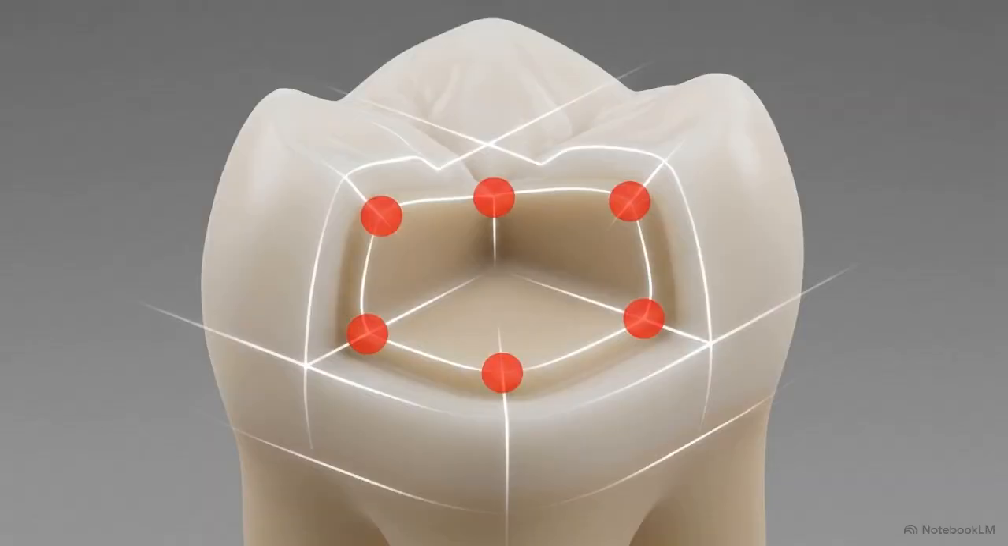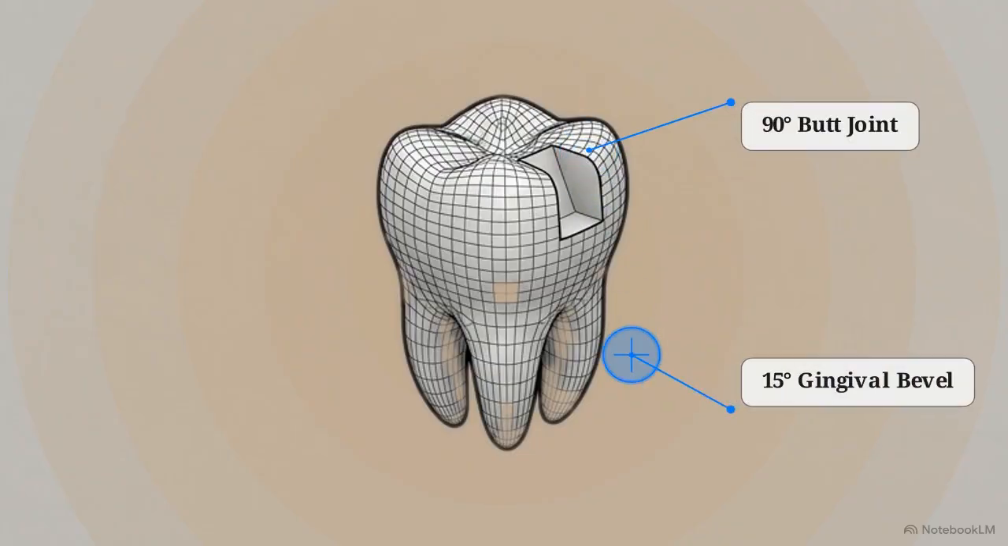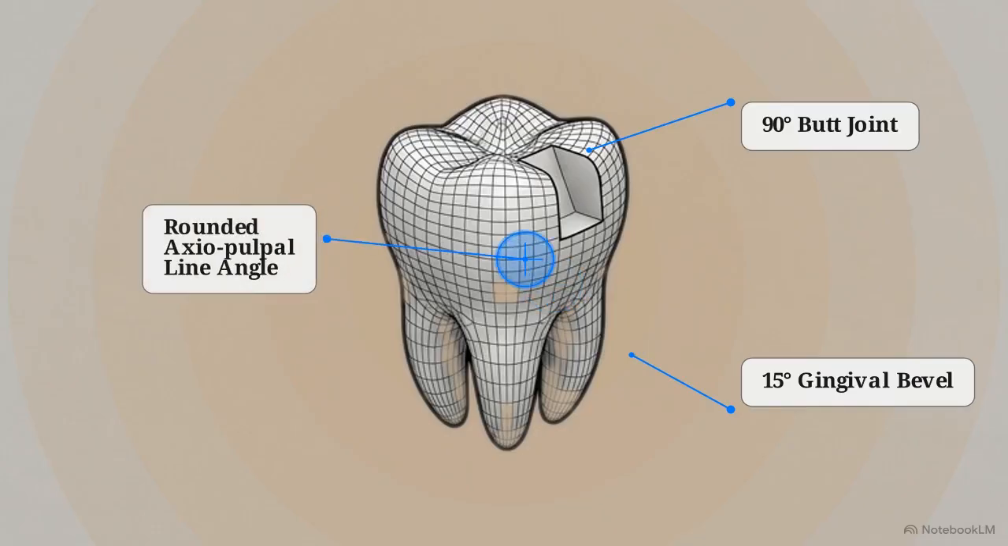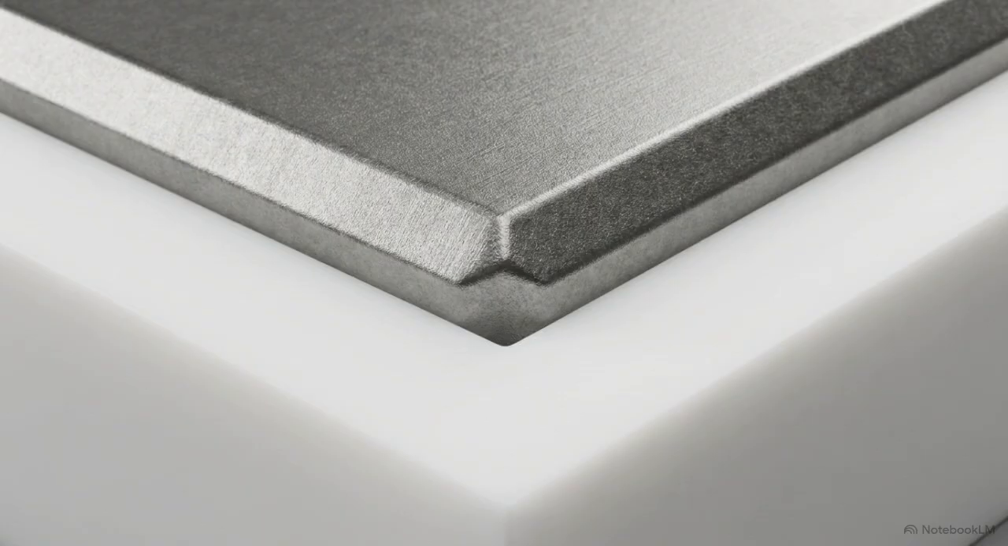A standard Class II cavity preparation operates within a complete spatial matrix, governed by exactly 11 line angles and 6 point angles. This rotating 3D model demonstrates how these individual measurements integrate to mediate tension. We see the external 90-degree butt joint, the 15-degree gingival bevel, and the rounded axial pulpal line angle. Bevels specifically manage the histological limits of enamel, while butt joints manage the physical limits of the amalgam.